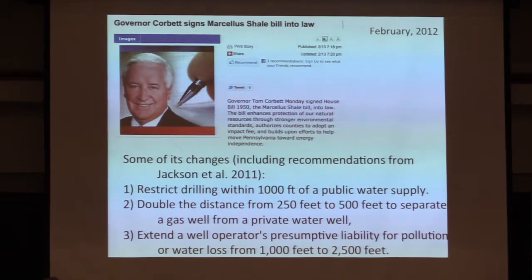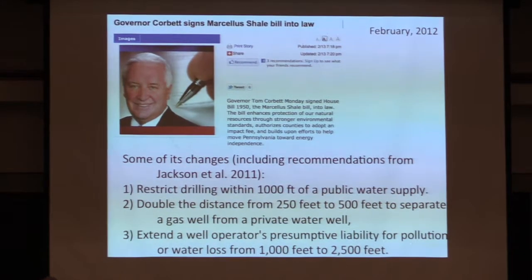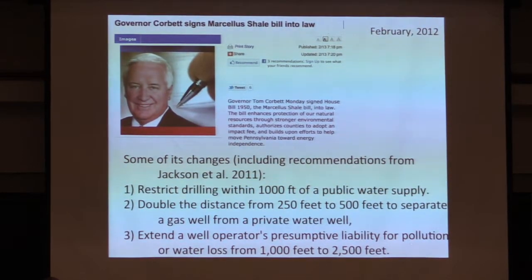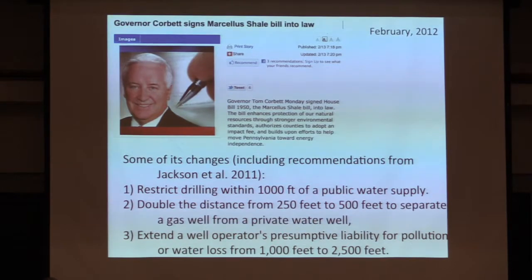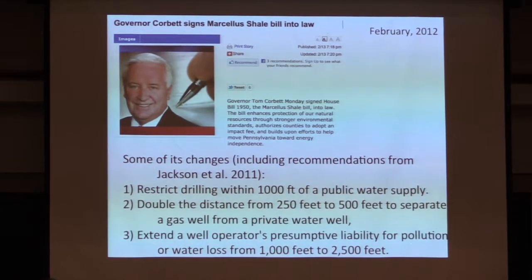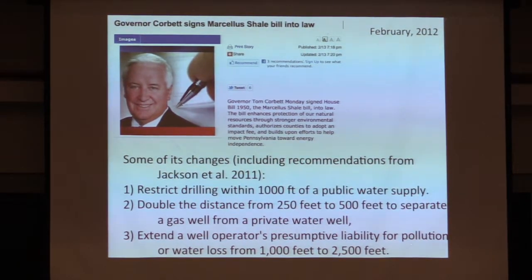The presumptive liability rule says that a company has to test your water, or at least give you the option to have your water tested within that distance before the drilling occurs. So they pay for you to get your water tested. That protects you if your water quality changes. It protects the company from having to pay for bad water that they didn't cause. Right, so that distance was expanded.